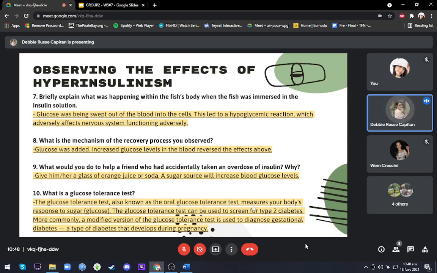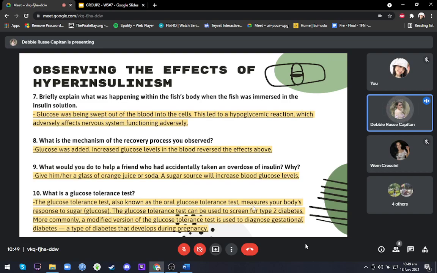Next is what is the mechanism of the recovery process you observed? So our answer is glucose was added, increasing glucose levels in the blood, which reversed the effects above. Number 9, what would you do to help a friend who had accidentally taken an overdose of insulin? Why? So first, we will give him or her a glass of orange juice or soda. So a sugar source will increase blood glucose level.